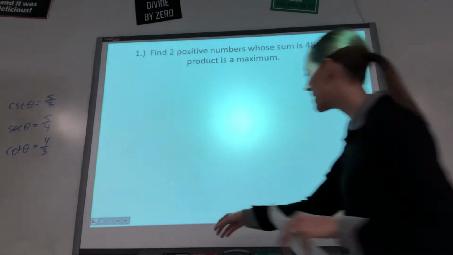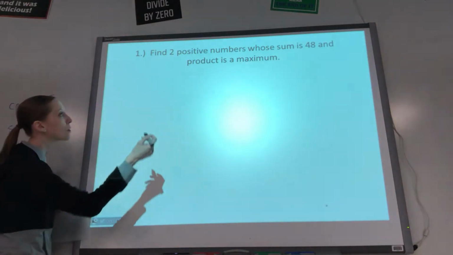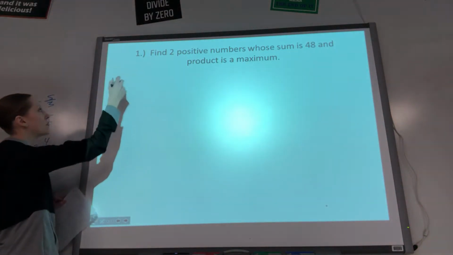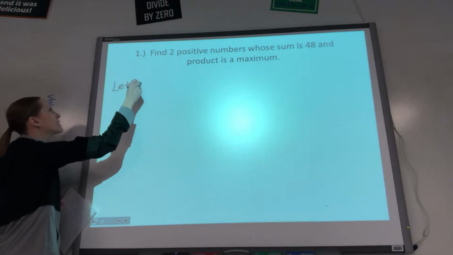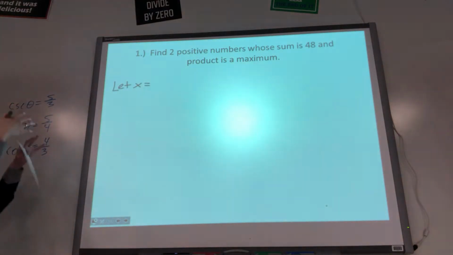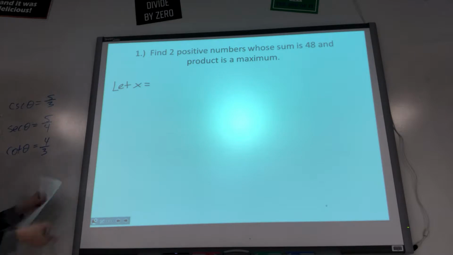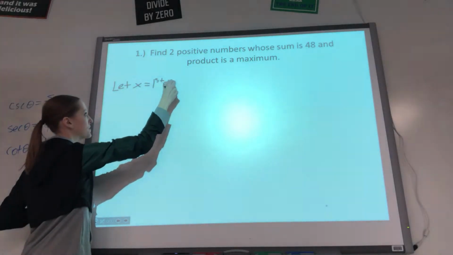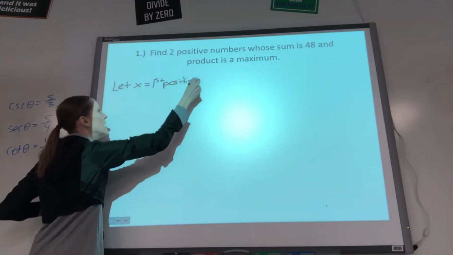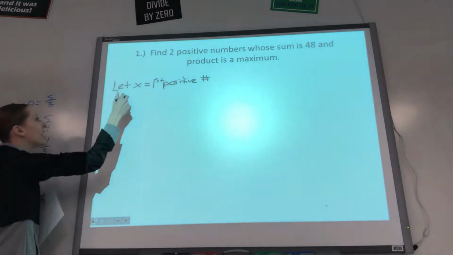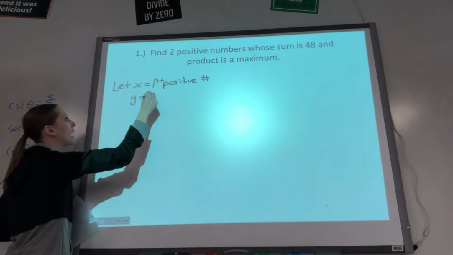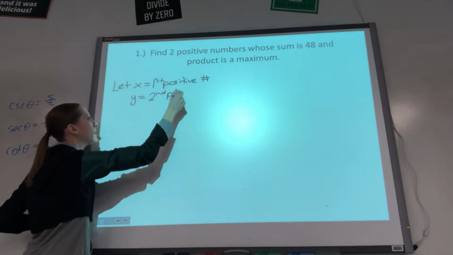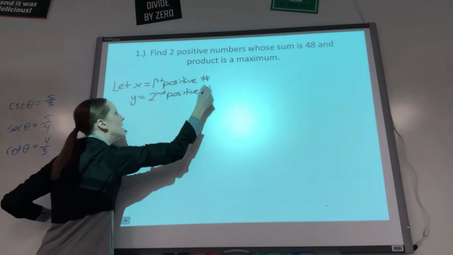Now, just like in any algebra type of problem, this is not going to be algebra here, but I always like to define my variables just so I can start using them. I'm going to say let x equal the first positive number, and then I'll just say let y equal the second positive number.